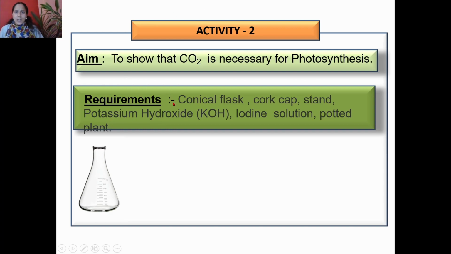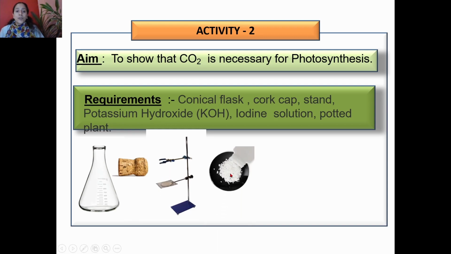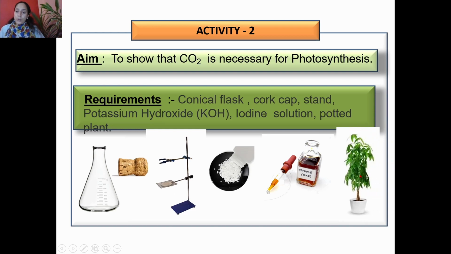So what all do we need for this activity? We need a conical flask. This is the conical flask, viewers. A cork cap, one cap, just a lid. We need a stand, potassium iodide crystals. We need iodine solution again because it's the universal indicator of starch. We need a potted plant.